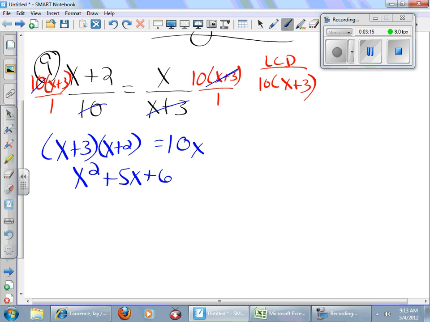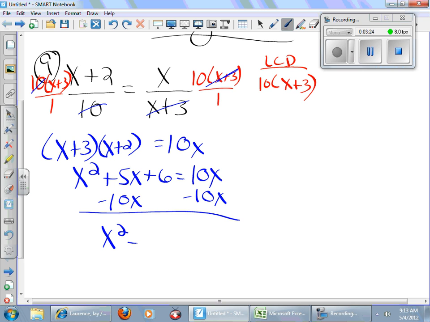Okay. Subtract my 10x, and I'll end up with x squared minus 5x plus 6 equals 0. And I'm not going to factor it again. You already saw that. X will equal 2 or 3.